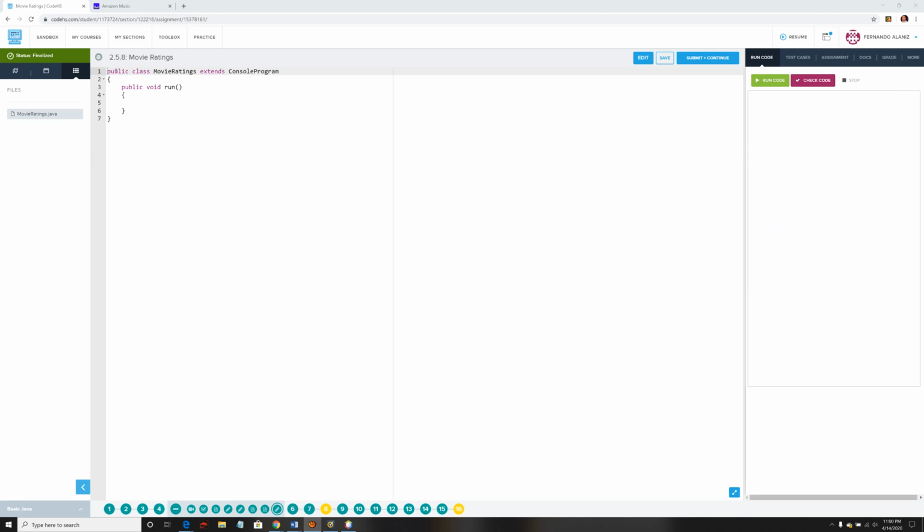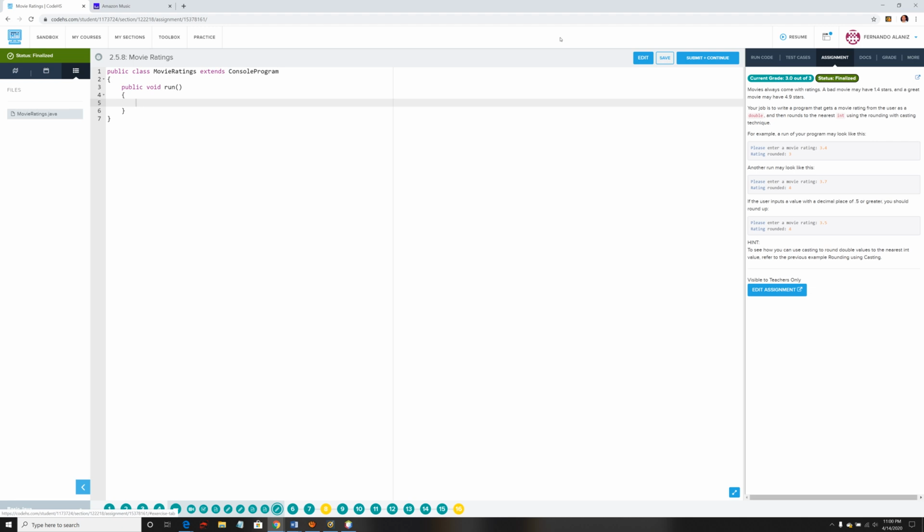Okay, so movie ratings. For this example, remember, we're working with casting, typecasting, and they want us to go ahead and, movies always come with ratings. Okay, a bad movie may get 1.4, and a great movie is going to get 4.9. All right, think of IMDb or whatever, where they rate their movies, or Amazon Video, or Netflix, or even YouTube, where they ask you to rate. Anyways, so you're going to give it a rating from 1 to 4.5 or 1 to 5.9.